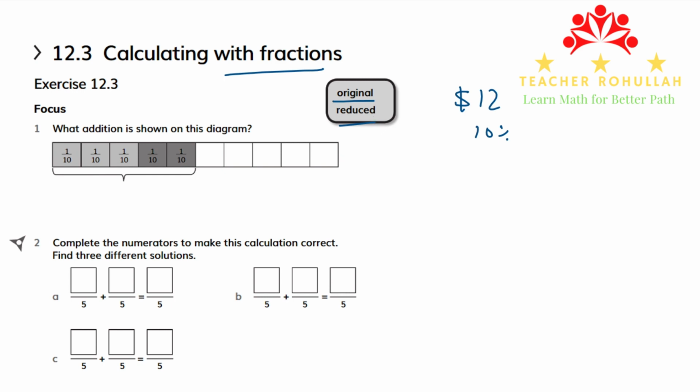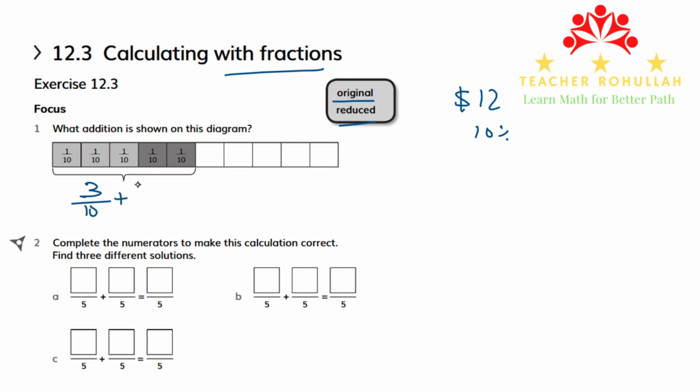Let's now jump into the questions. In question 1, it says, what addition is shown on this diagram? If you see the shading, we have 3 1/10ths which are shaded in light gray, and 2 others which are shaded in dark gray.